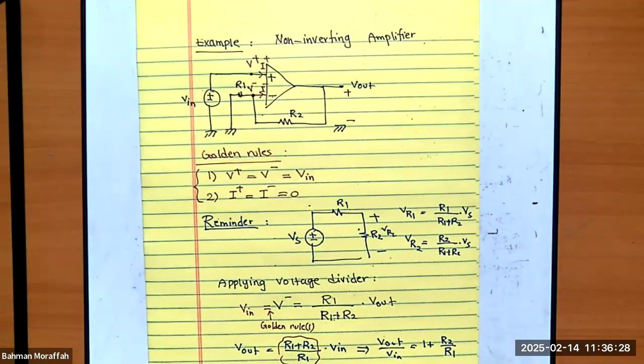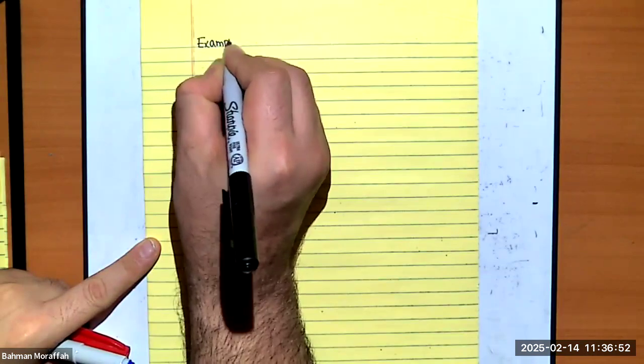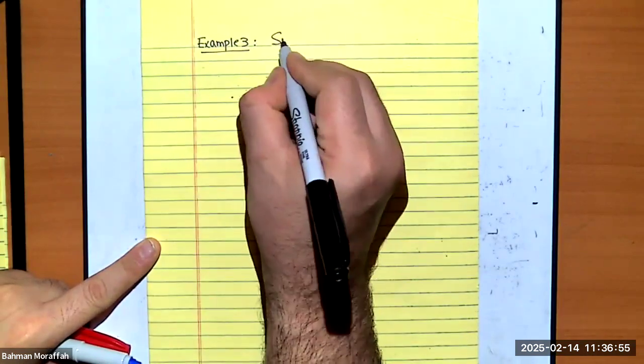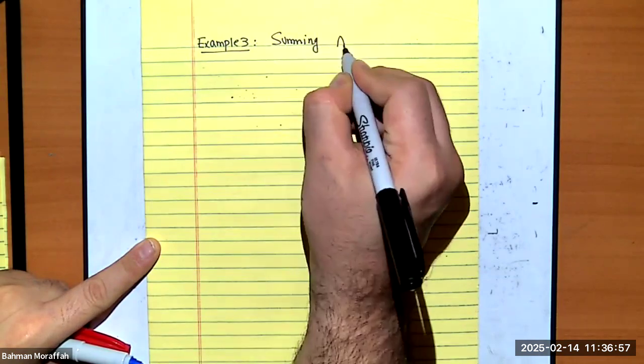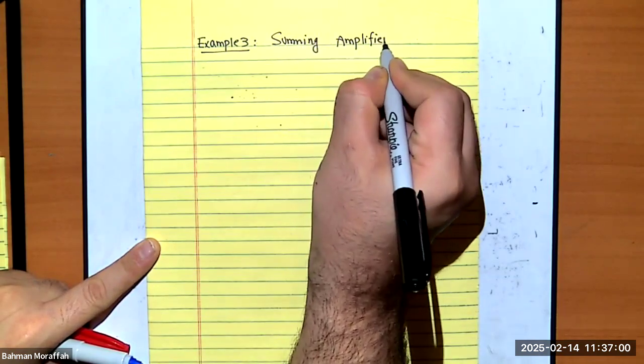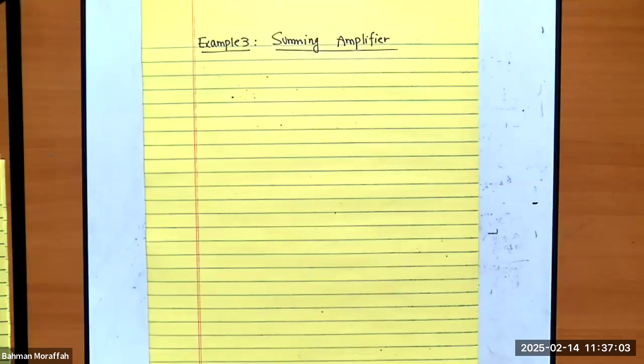Yes? Let's do one more example, which is kind of the generalization of the first problem we did. So this was the second example. Let's do another one. Example 3. This is called a summing amplifier, which again, as I said, is kind of the generalization of the inverting amplifier. And you're going to see why.